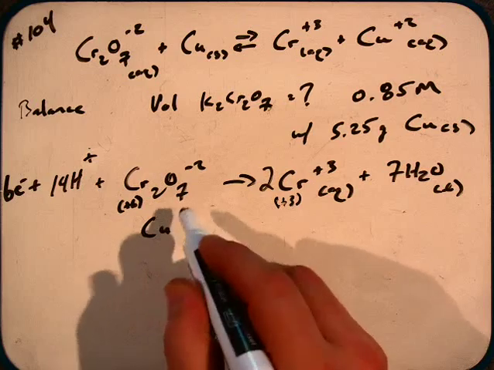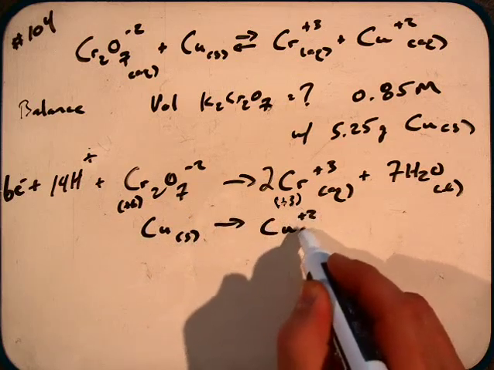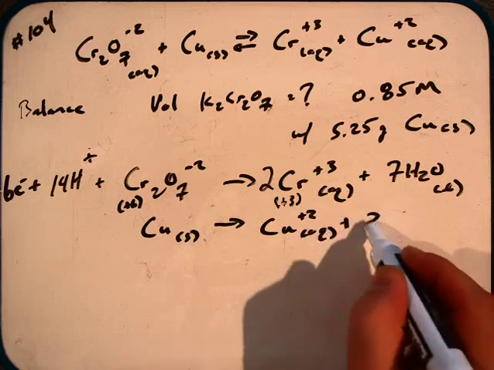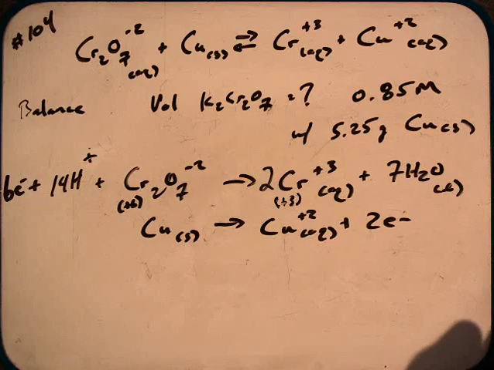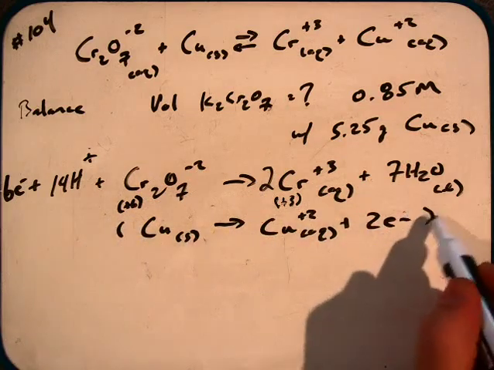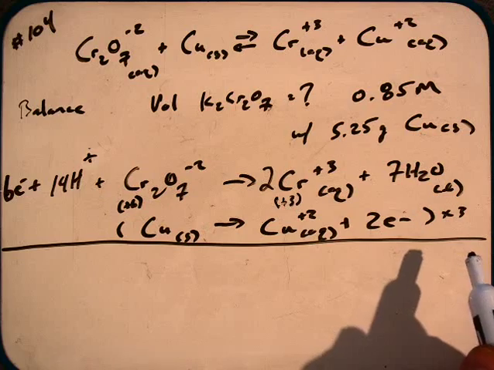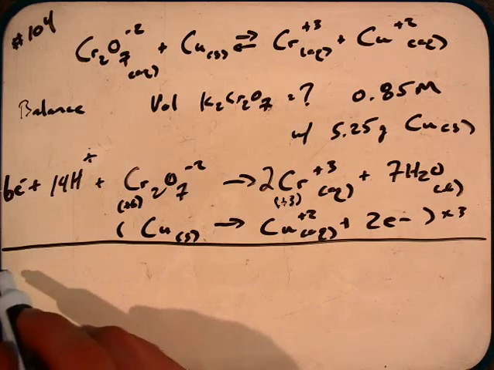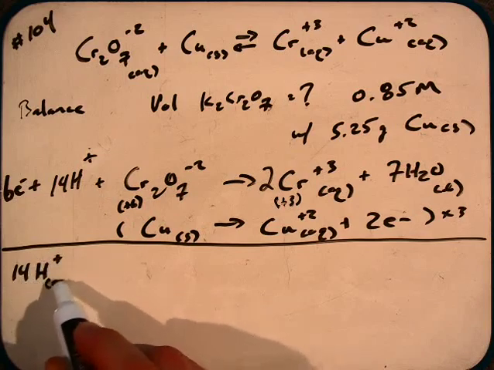Copper is a little bit more straightforward. It's simply copper going to copper plus 2, and that's the oxidation process, producing 2 electrons. So we'd have to multiply the bottom by 3 to get the electron counts the same, and so when we add up all of that, I've already dropped out the electrons.